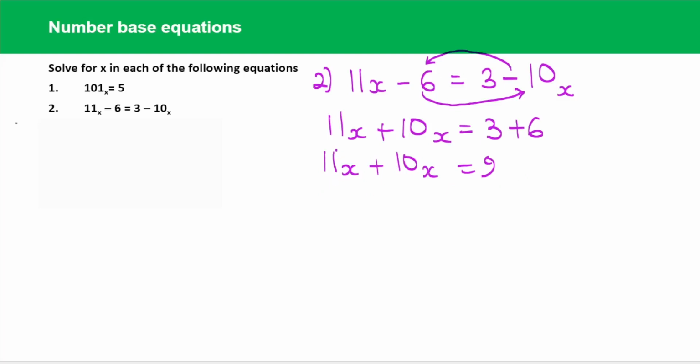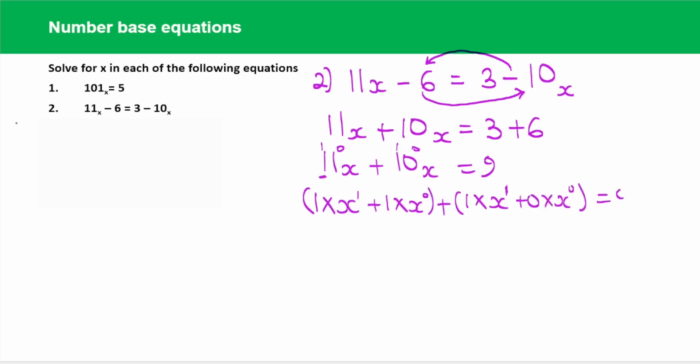So let's go ahead and convert just the left hand side to base 10. To do that, we begin by assigning powers of 0 starting from my right towards my left, and then this will also be 0 and then 1. The next step now will be to multiply each digit by the base raised to the power assigned to the digit. So this will be 1 times x raised to power 1 plus 1 times x raised to power 0, then plus 1 times x raised to power 1 plus 0 times x raised to power 0 equals 9.